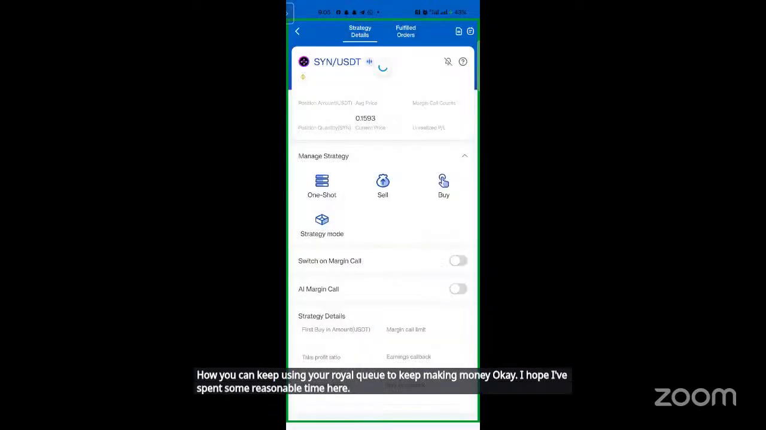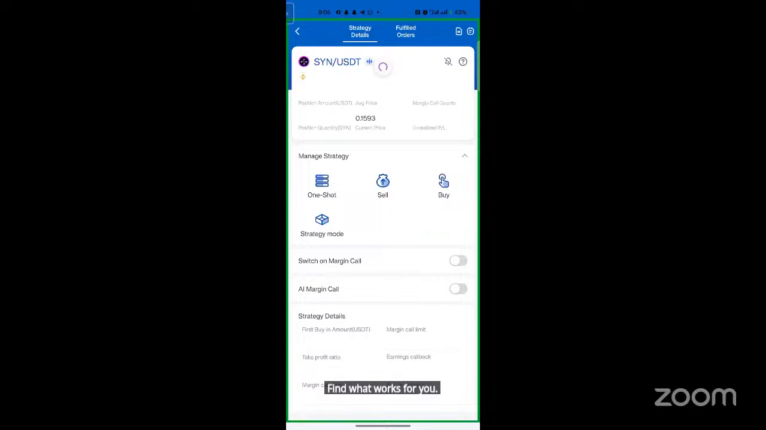Find what works for you. The network has refused. It is overloading.